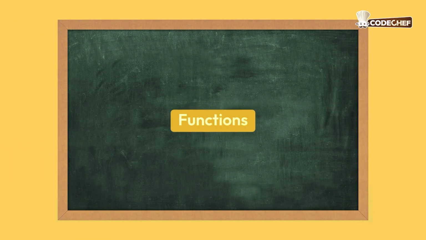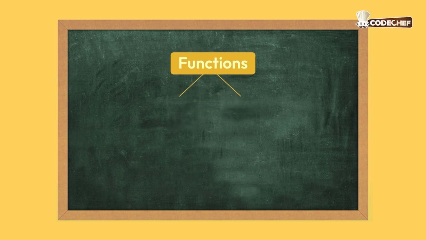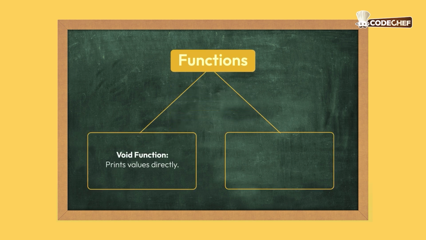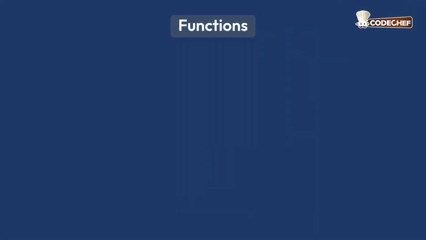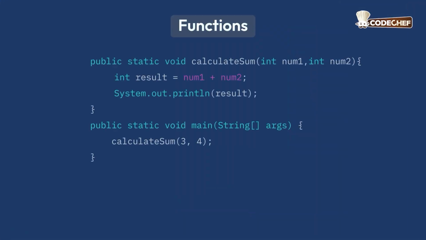Hey, welcome back. Today we are diving into functions. A function can be of two types, a void function and a return function. The void function prints values directly, while the return function sends back a value with the specific data type in the function. In this lesson, we will focus on returning values and why specifying the return type is important.